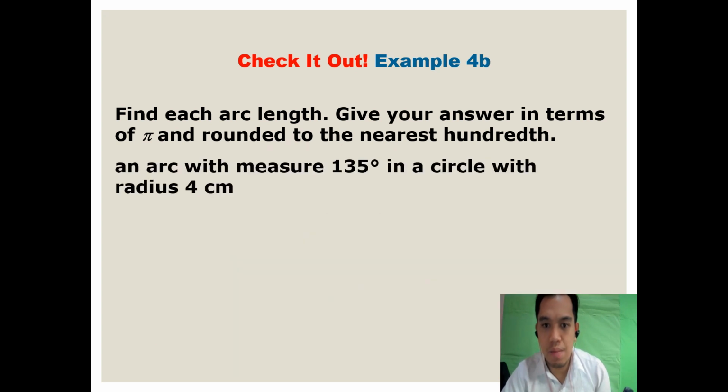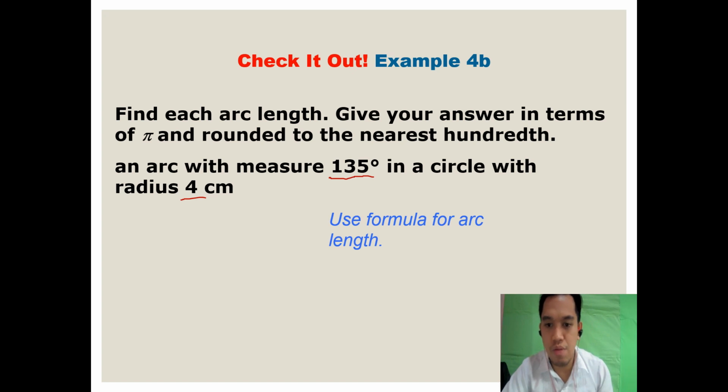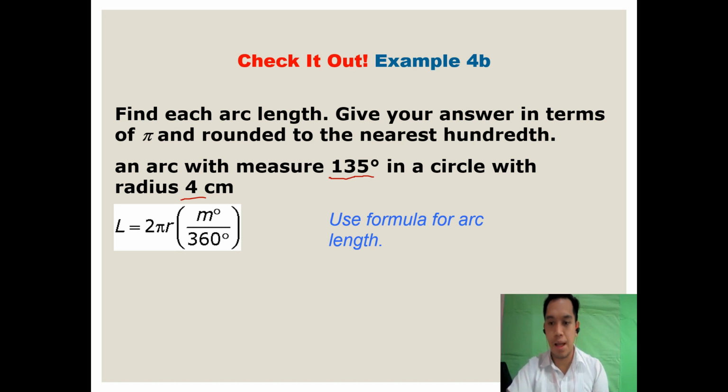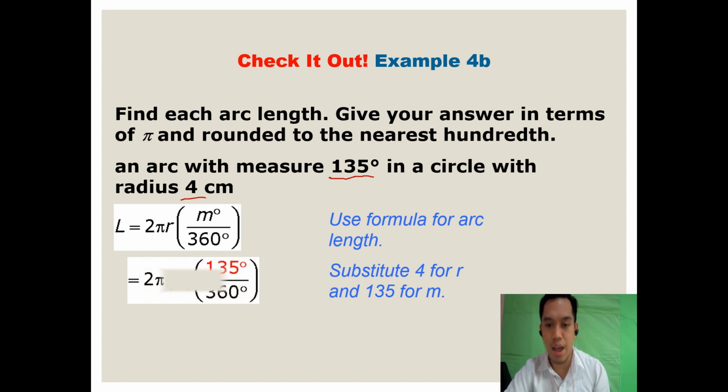So next is this one. An arc with measure of 135 degrees in a circle with radius 4. So in this particular example class, okay, so the measure of the arc, which is our M, is 135 degrees and the radius, which is the R, is 4. So use formula for arc length. L equals 2 pi r times m degrees over 360 degrees. And then substitute 4 for r and 135 for m. So that will become 2 pi times 4 times 135 degrees over 360 degrees.